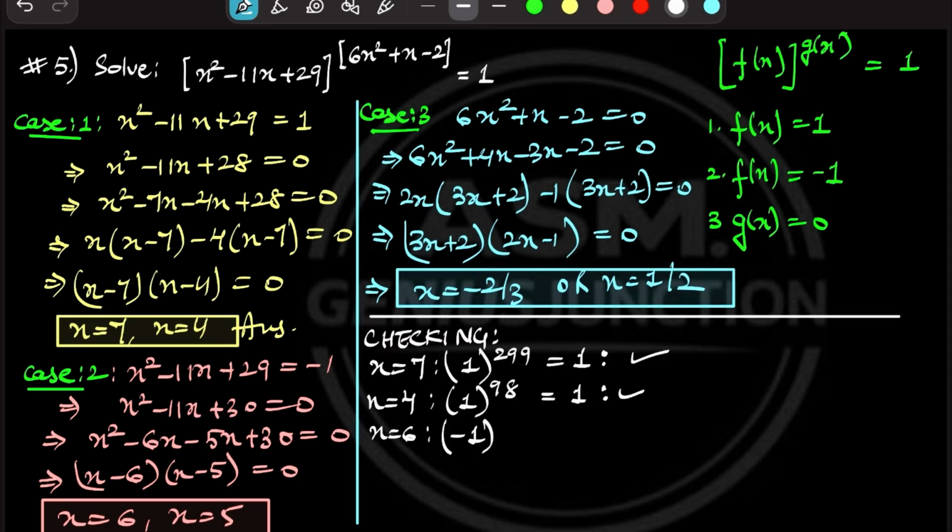So I will put x equals 6 in the numerator part. Using my calculator, I'm getting 220, which is an even number. So yes, when I put an even number, it is going to be satisfied.